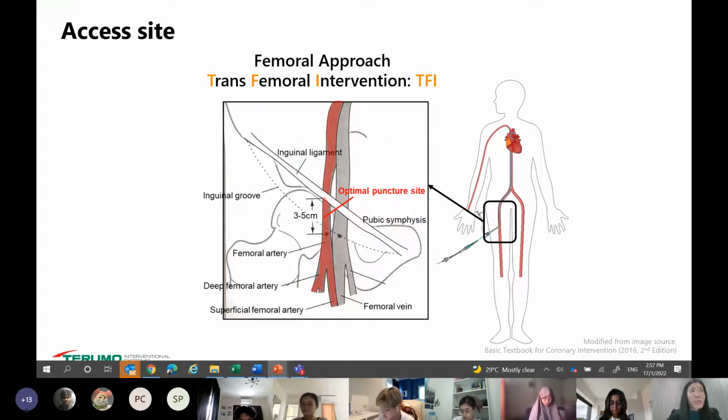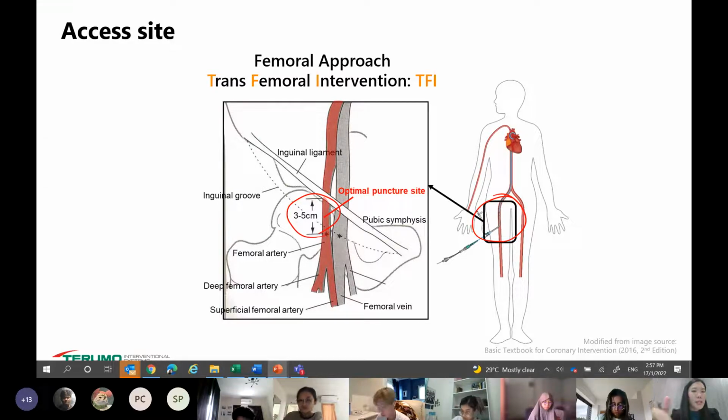So you saw in the general procedure that the first step of the IC procedure is to gain access. And the most traditional way to do it is through the femoral artery at the groin. So this is your leg artery, and this is the optimal puncture site. It's actually only 3 to 5 cm in length, where you can ideally puncture it, but it's quite easy to find.